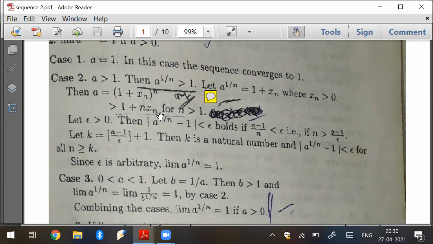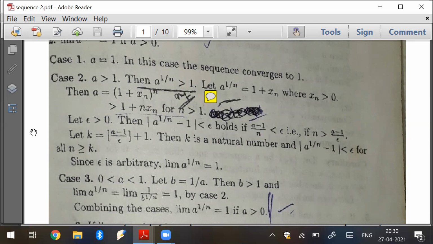Okay. So this xn here we are using from here. What is xn? xn is a to the power 1 by n minus 1. So here actually we are getting a to the power 1 by n minus 1 as xn. If you use it here, in total we are getting this relation which is claimed here.